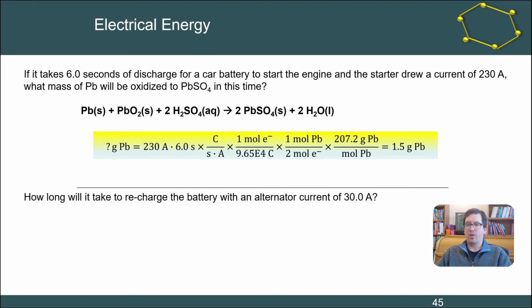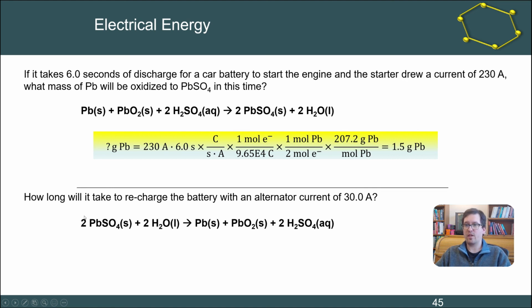Alright, so say our alternator runs at 30 amps, a typical value for a car alternator. How long will it take to recharge the battery with our alternator? Fortunately, our car isn't running at 230 amps for very long, basically just to start it up. But let's see what happens. So 2 lead sulfate being re-reduced to lead requires 2 electrons, which are coming from our alternator.